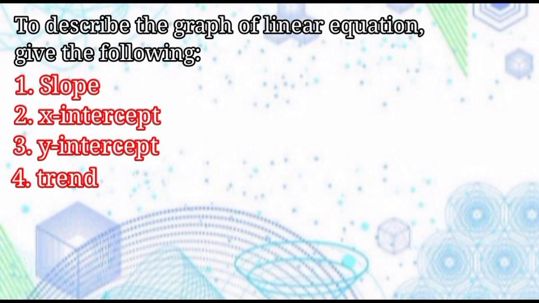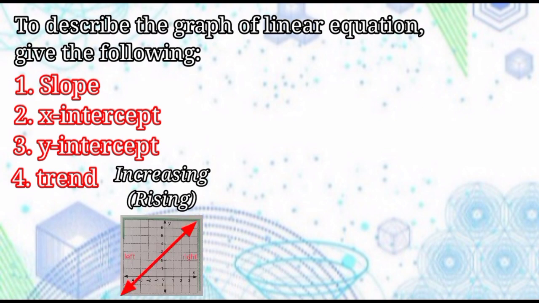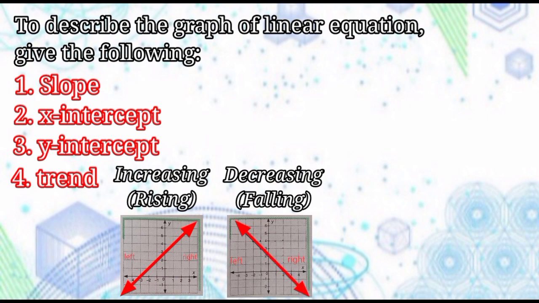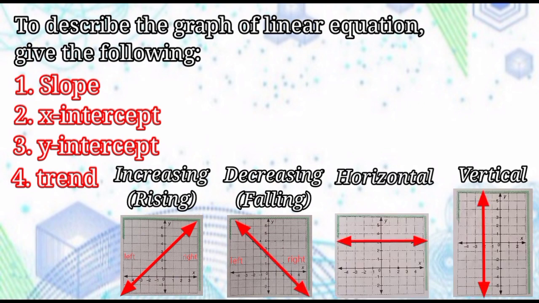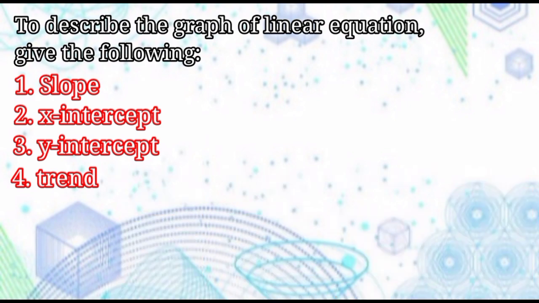Ito po yung direction ng line. Kung ito ba ay increasing o rising from left to right, decreasing o falling from left to right, horizontal line o vertical line. Increasing kung ang slope ay positive. Decreasing kung ang slope ay negative. Horizontal line kung ang slope ay 0. At vertical line kung ang slope ay undefined.